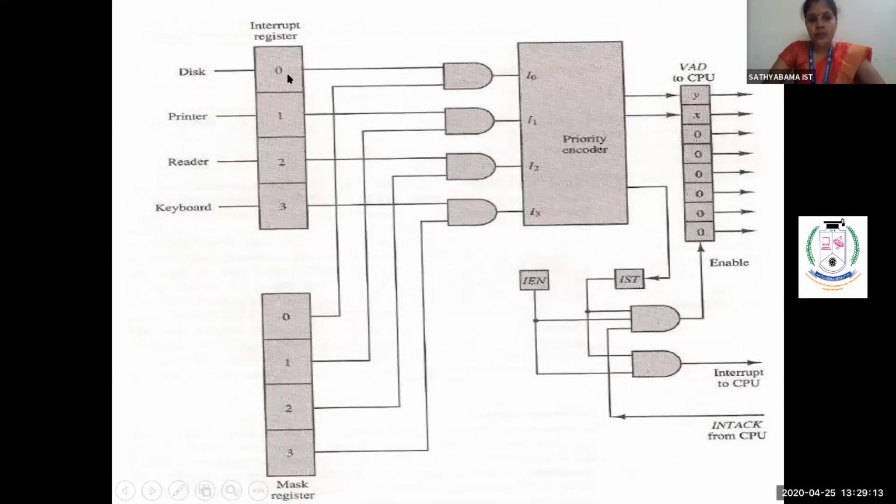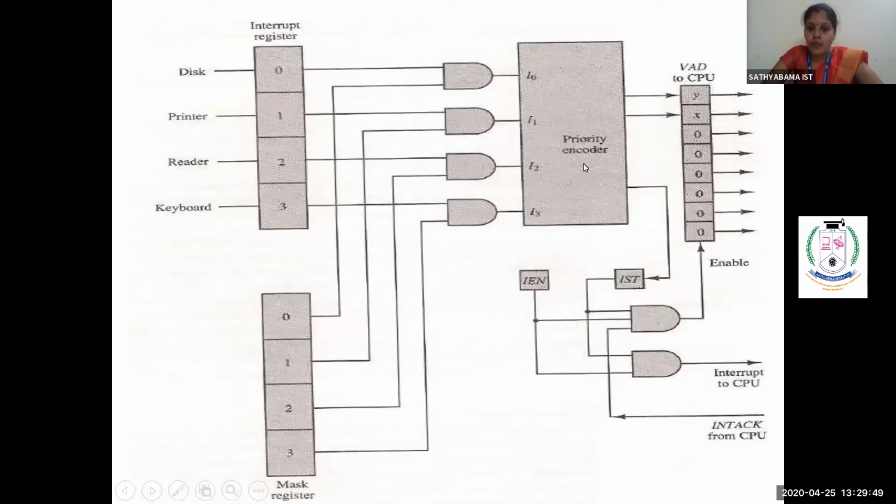So the interrupts here are also connected priority-wise. The disk will have the highest priority, then the printer the next highest priority, then the reader, and then the keyboard will be the lowest priority. It's connected like that. Then, after the mask register, all the devices are connected through the adder circuit to the priority encoder. You will have I0, I1, I2, I3. I0 is the disk, I1 is the printer, I2 is the reader, I3 is the keyboard.